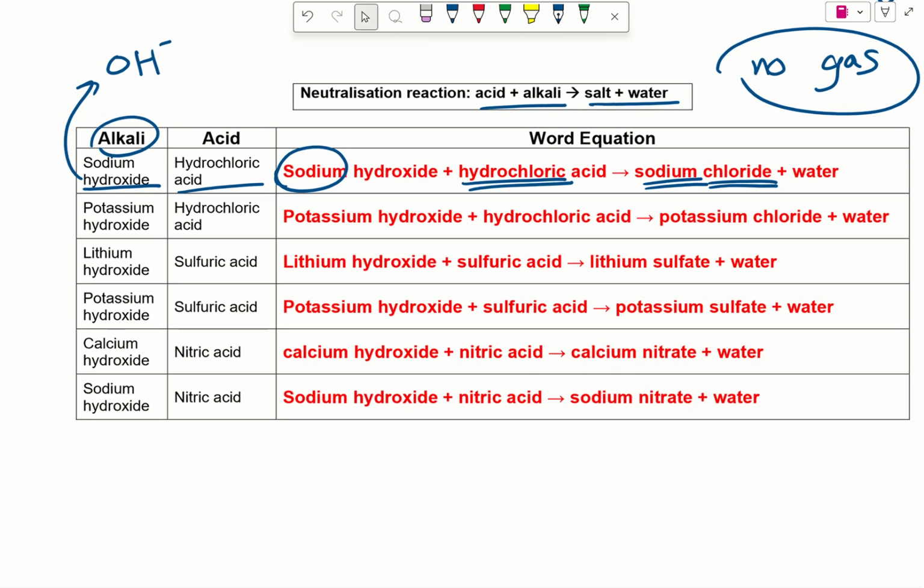Okay, so for potassium hydroxide, potassium is the metal, hydrochloric acid, so there will be a chloride salt. We take the metal, which is potassium, and combine them, and the other product will be water.